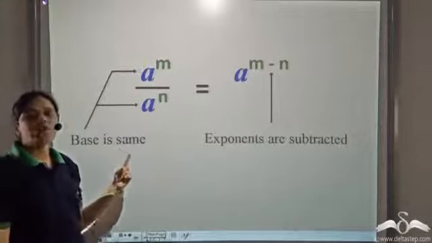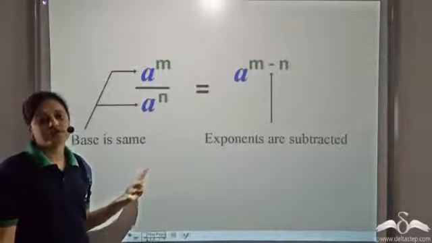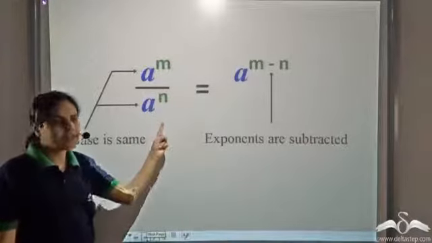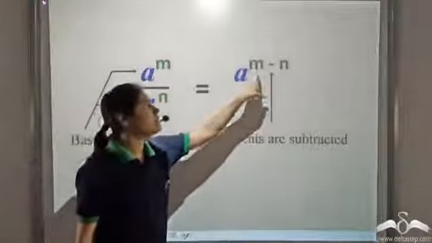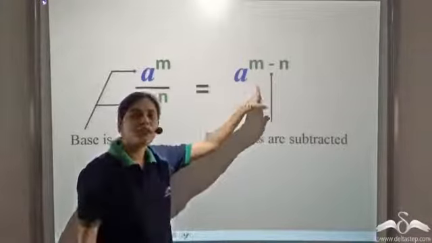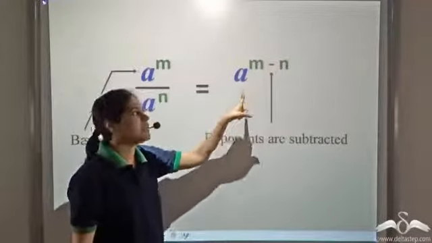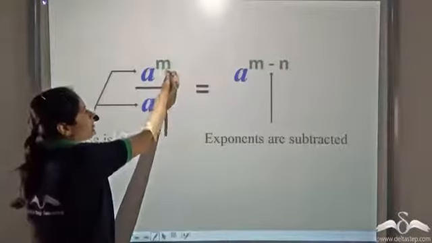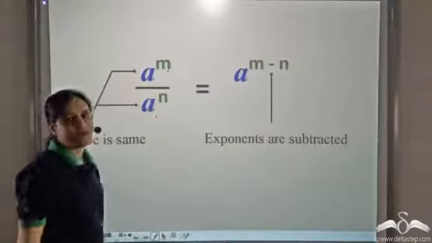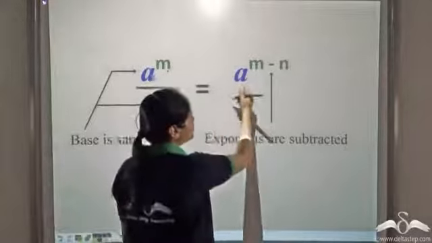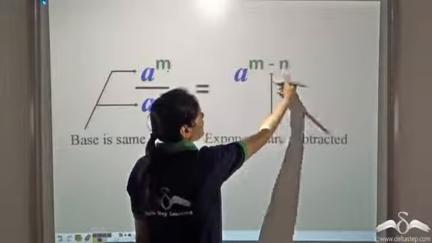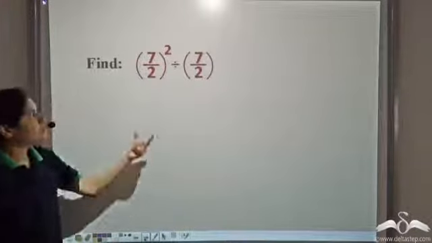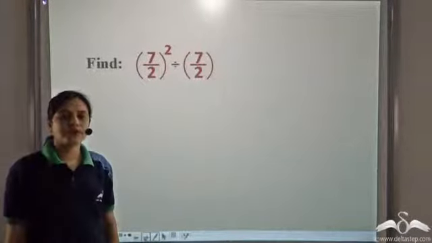So this is the law of exponents for division. When two exponentials with the same base are divided, their powers are subtracted. That is, the exponents are subtracted and the base remains the same. So a to the power m divided by a to the power n is equal to a to the power m minus n. Now can you find the solution for this expression?